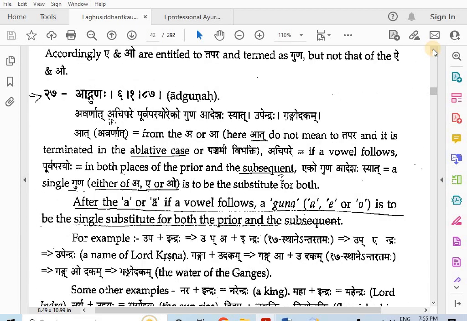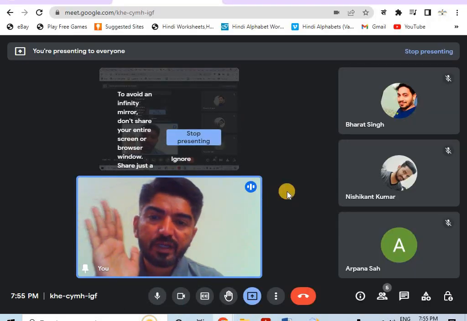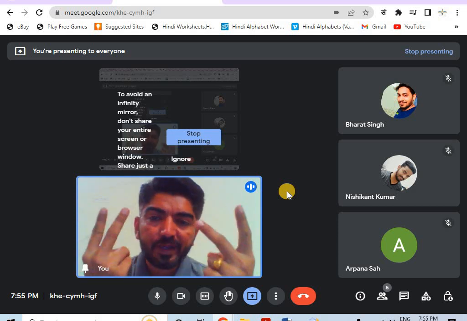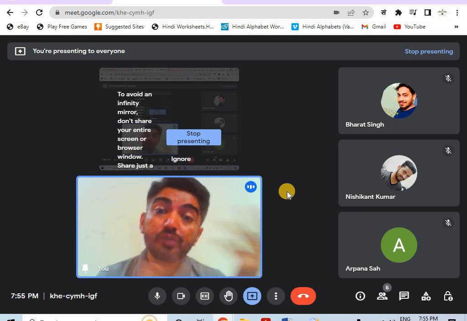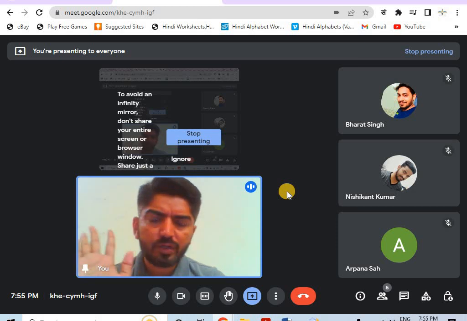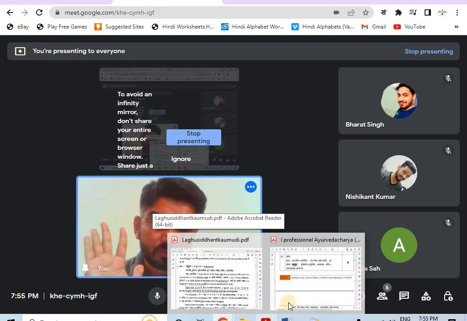Yes, here we have the sutra Ad Gunaha. As I said, Guna Sandhi means you join two vowels and the answer should be A, E or O. But which vowel you are going to join with which vowel, you will understand by the sutra only. If you remember the sutra, it's my guarantee that you will remember the rule. So pay attention to the sutra.